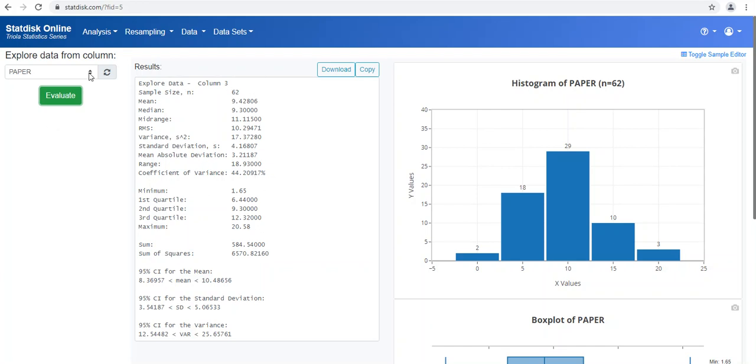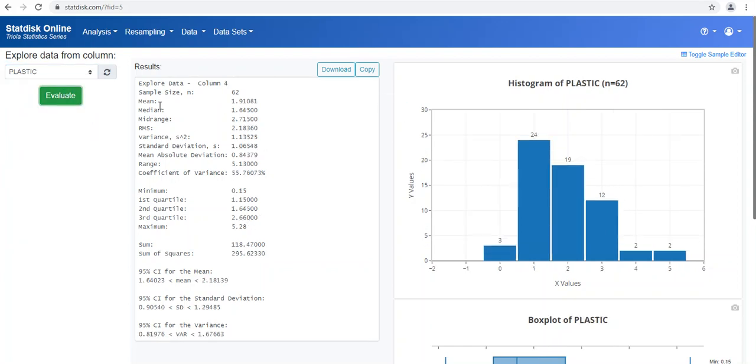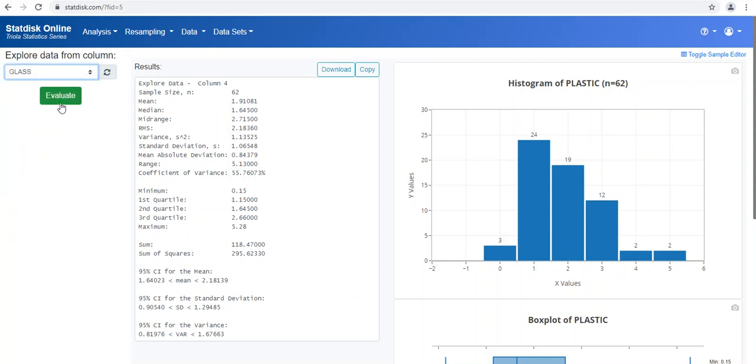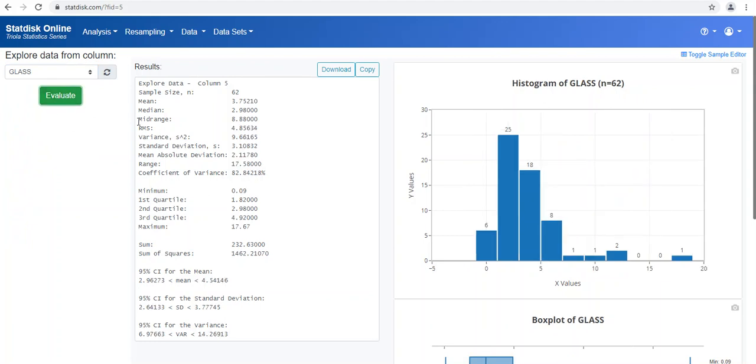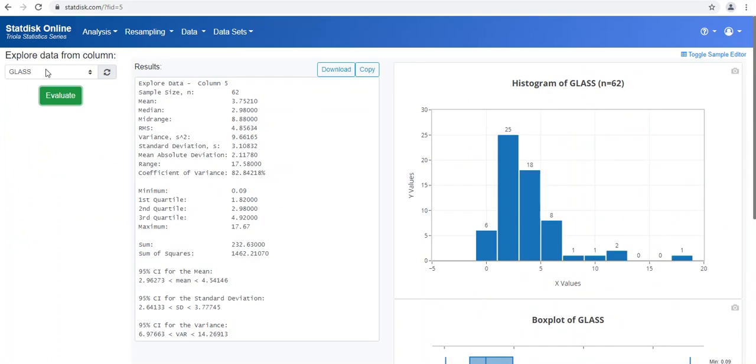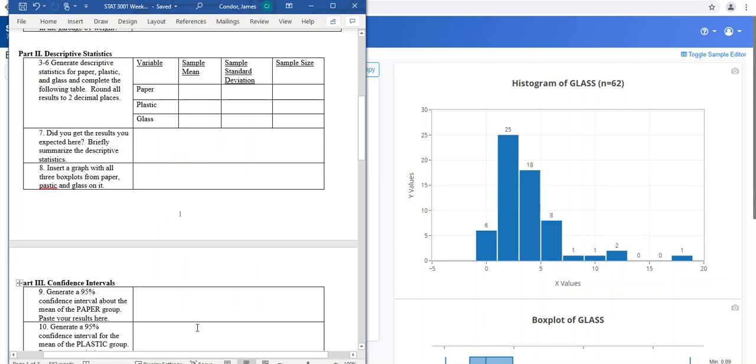So that's paper. Then for plastic, we can just flip over, evaluate, and you get the mean, standard deviation, and sample size. Then we need glass, evaluate. The mean is there for glass, and so on. Again, you don't need all this right now. So good, we got that.